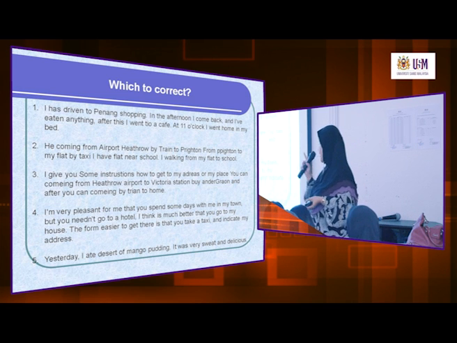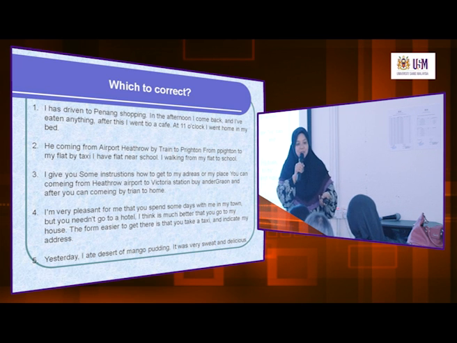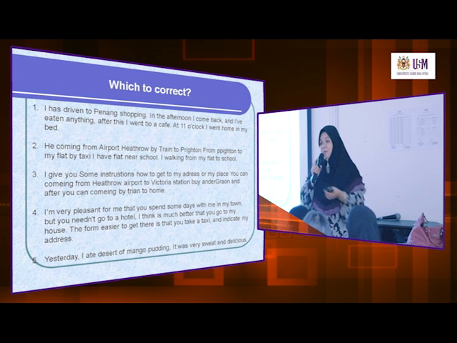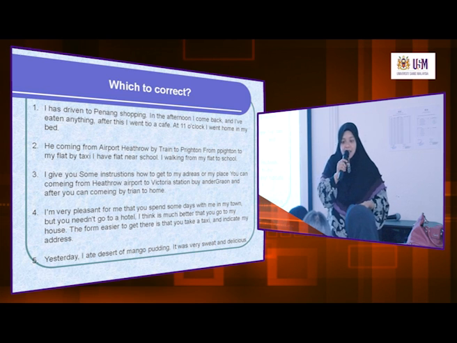Okay. The form easier should be the easiest way. Easiest way, because the student has mixed up form and way. Okay? But not so much correction in sentence 4, because you can still understand the sentence.